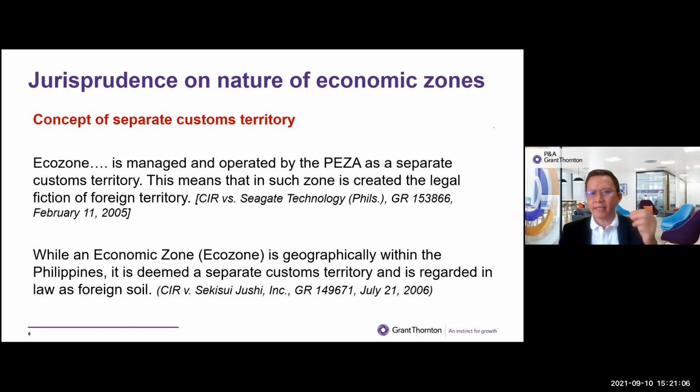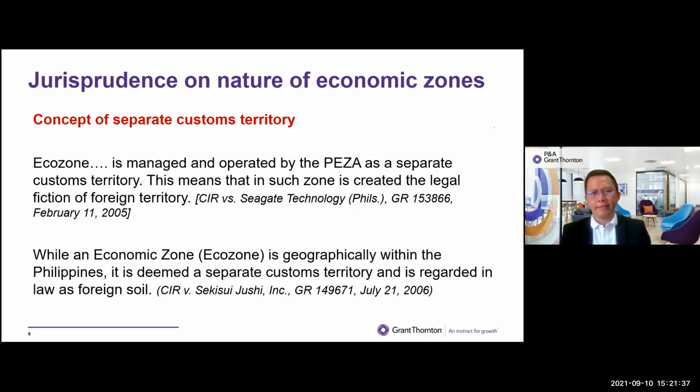This means that such a zone is created as a legal fiction of a foreign territory. So in effect, if you are inside an ecozone, it's like foreign soil for tax purposes. So any importations or local purchases are considered as sort of an export by the one selling. So therefore, there should be no VAT. So that's basically the concept of foreign soil.